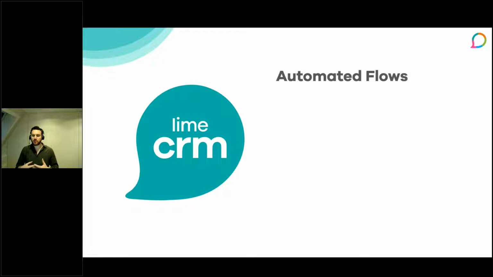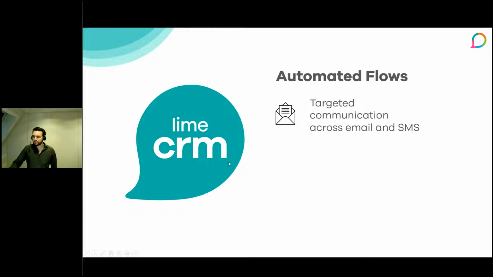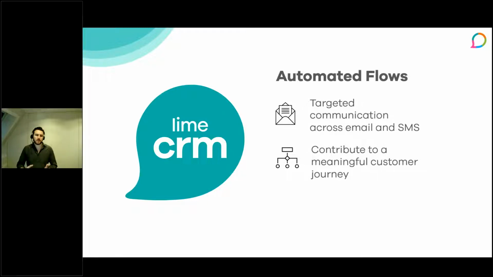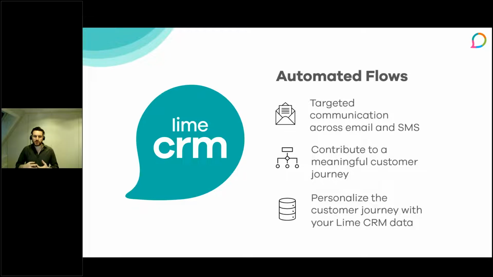This is a way we split up our audiences and send them off on different paths. We're gonna come a little bit more into that later on. But to summarize, automated flows are basically targeted communication across email and SMS. It helps you contribute to a meaningful customer journey. And of course, we personalize the customer journey with data from your CRM, which we're going to take a look at later on. But in the beginning, I talked about triggers and actions, and what are they really?